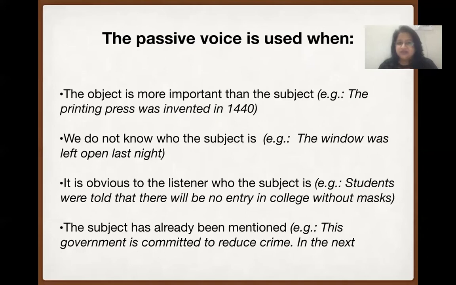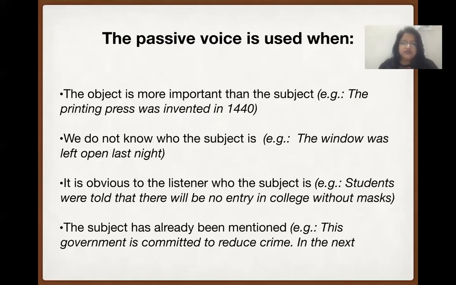What does this mean? Simply means that the students were told by someone. Who is this someone? It has to be some kind of authority. It is either the principal or the vice principal or the teachers. Somebody must have told the students. Somebody in a position of authority. So it doesn't matter. Also, it is very obvious that one of these people must have said it. What is more important is what was told to the students. What were the students told? Students were told that there will be no entry in college without masks. No need to discuss the subject.